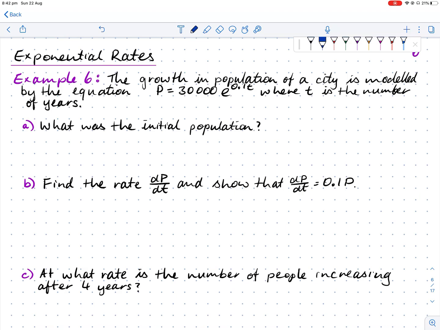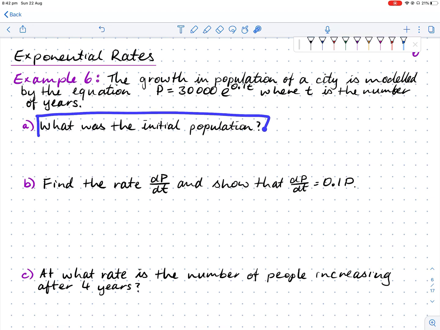So here's an example of the types of questions that you can get with exponential rates. The growth of a population is modeled by this equation. P for population is 30,000 e to the power of 0.1t, and t is the number of years that have passed. The first question we've got here is, what is the initial population? Now just be careful with this word.